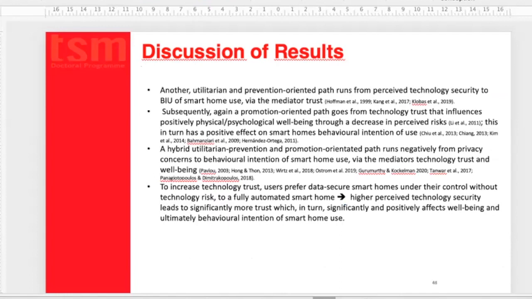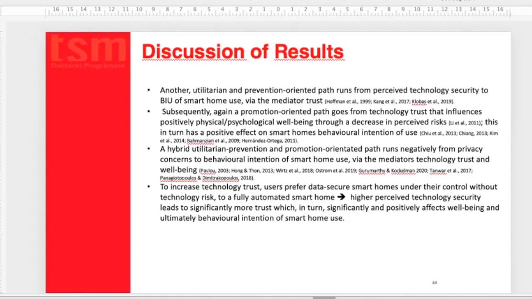So as we have just seen, trust is a very important mediator between security and privacy concerns and behavior intention to use. So subsequently, the promotion-oriented path goes from technology trust that influences positively well-being through a decrease of perceived risks. And this has a positive impact on behavioral intention of use of smartphones. And we have another utilitarian and promotion-oriented path that runs negatively from privacy concerns to behavioral intention of use of smartphones via technology trust and well-being.